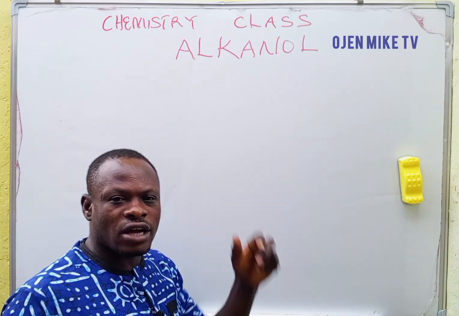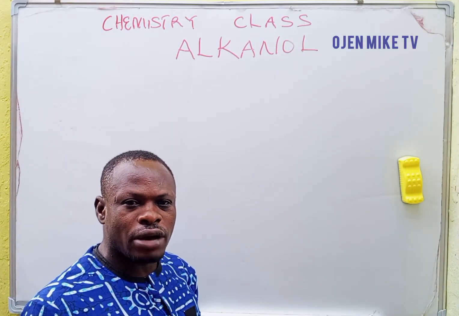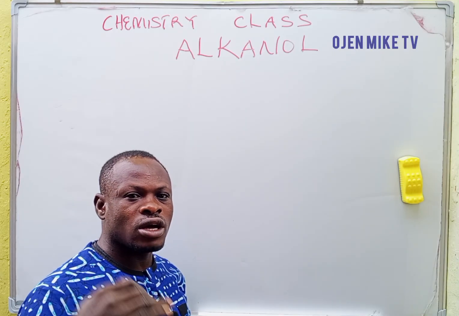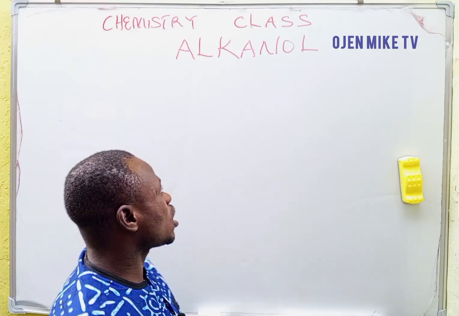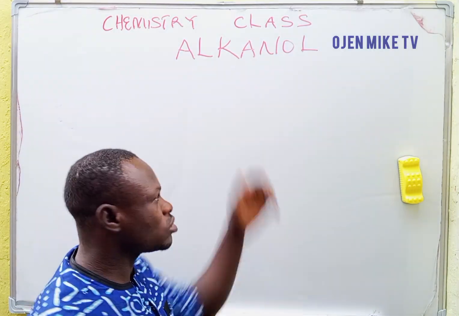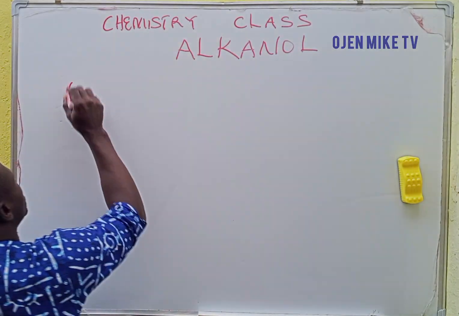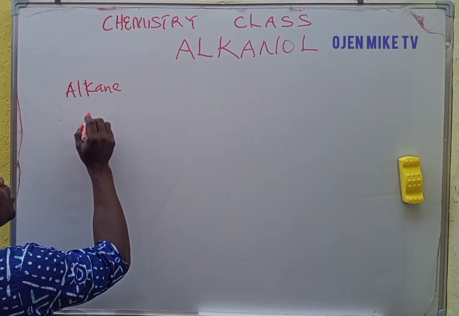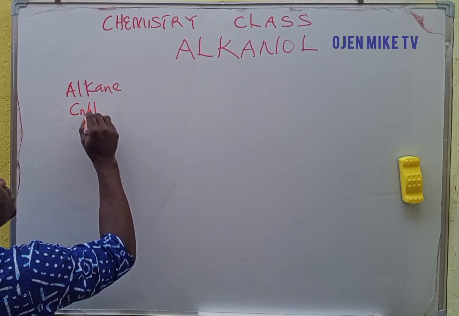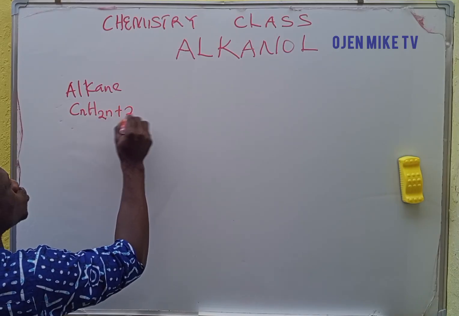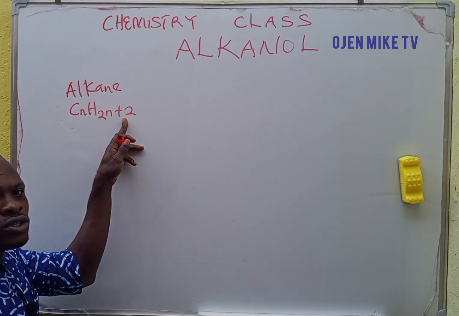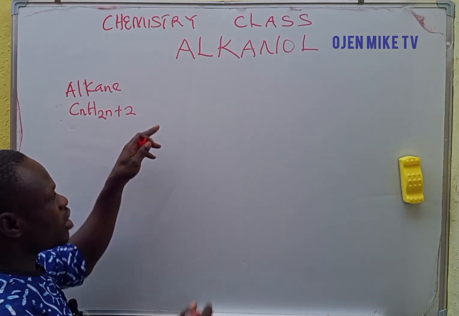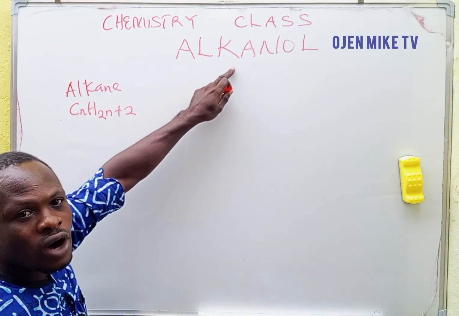These alkanols are derived from the alkane by removing one or two hydrogen atoms and replacing them with a hydroxy group, in the form of what we call alkanol. This is an alkene. This is an alkane. Now this is the general formula of alkane: CnH2n+2. When you remove one or two hydrogen atoms from this alkane and replace them with a hydroxy group, you form what we call alkanol.